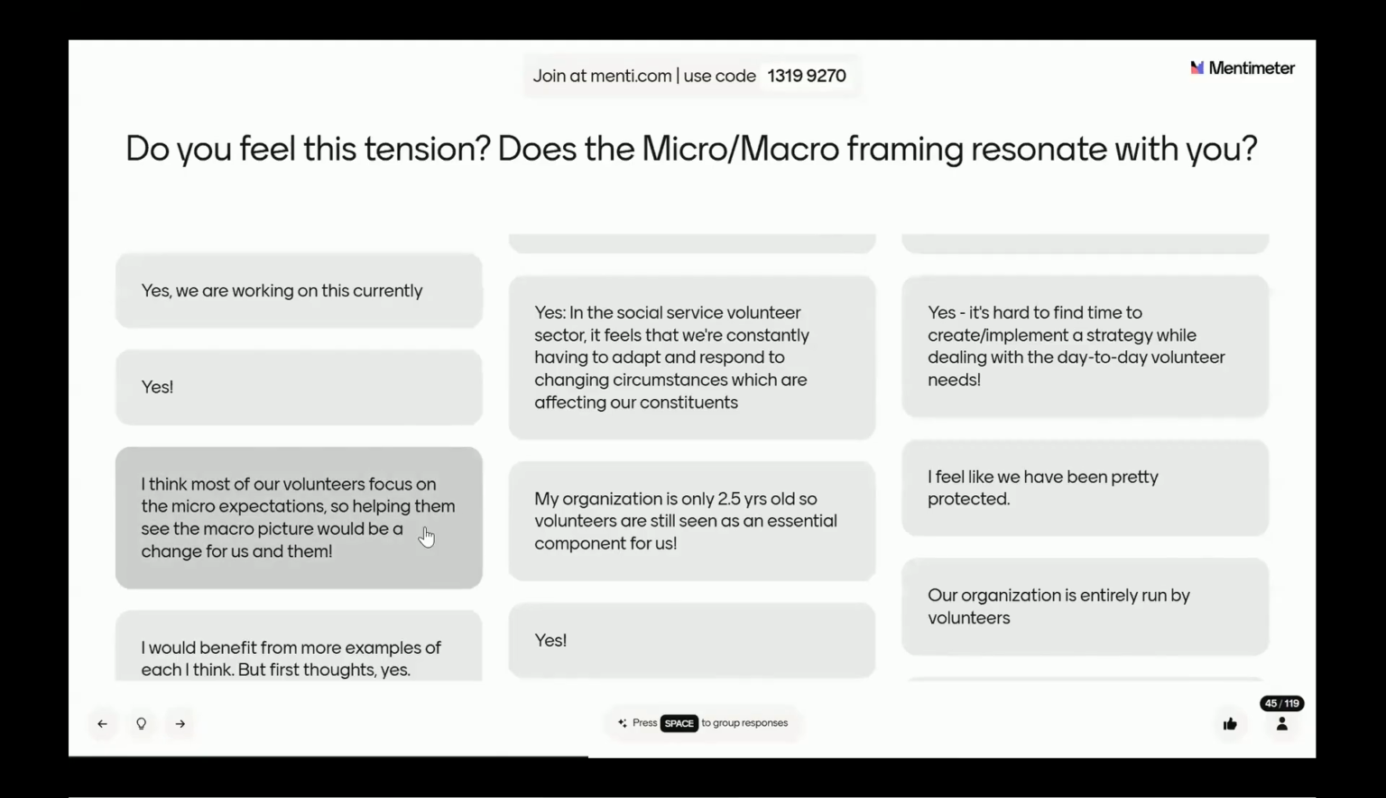Yeah, I think most of our volunteers focus on the micro expectations. So helping them see the macro picture would be a change for us and for them. But I mean, how powerful, right? So imagine you're working in an organization that focuses on food insecurity. But how much more powerful and how much more transformative would it be if they can start connecting some of the causes of food insecurity to the work that they do, right? Like that is powerful in terms of engagement.